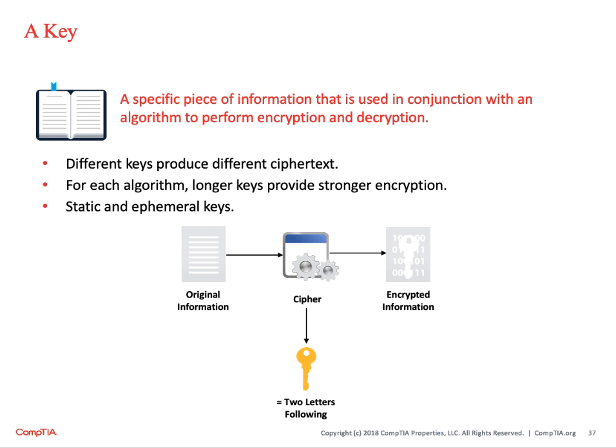In this case, they're talking about 2 letters following. So let's say I had A. This algorithm would say A is going to be replaced with 2 letters following it. So instead of A, my encryption output would be BC. A is equal to BC in this case. And then maybe if somebody was using a different key that said 3 letters following, it would be A is equal to BCD.